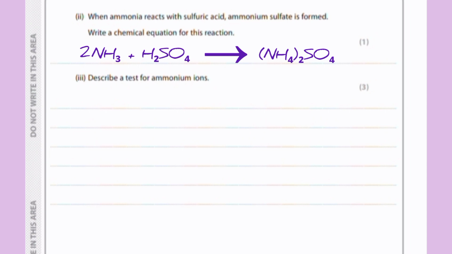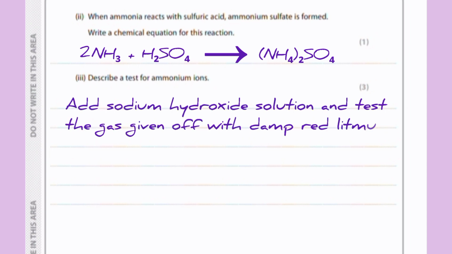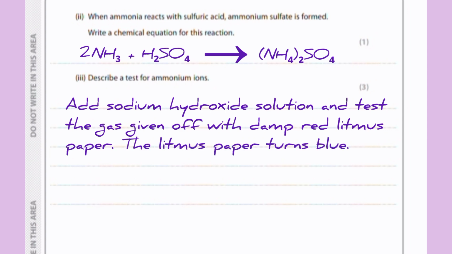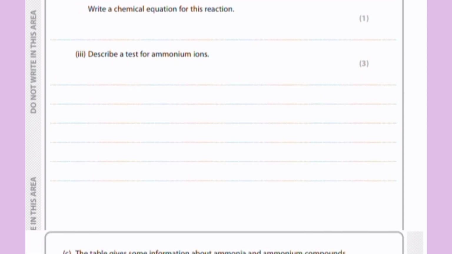Part 3. Describe a test for ammonium ions. Once again, you must have learned this in the chemical test chapter of the book. We can simply write this as: add sodium hydroxide solution and test the gas given off with damp red litmus paper. Litmus paper turns blue.